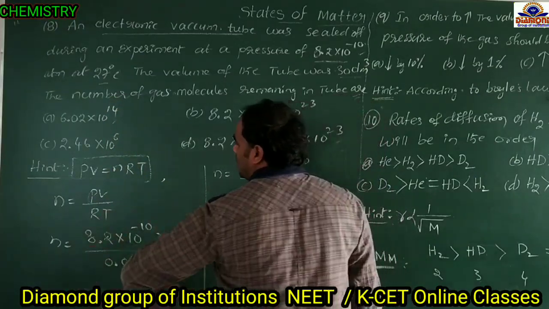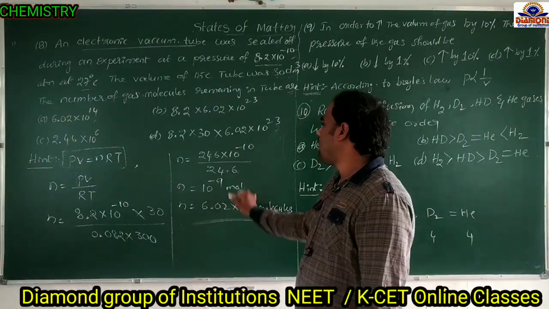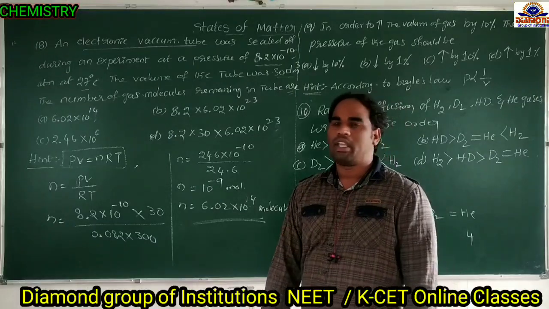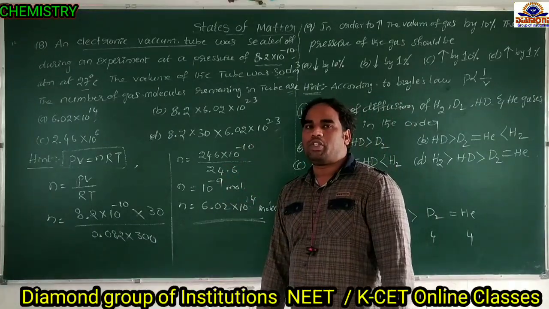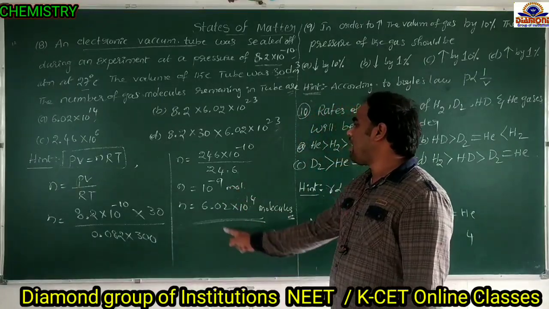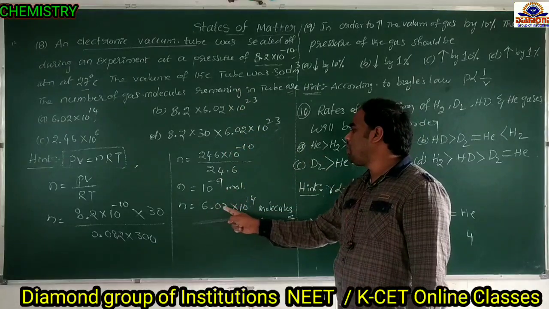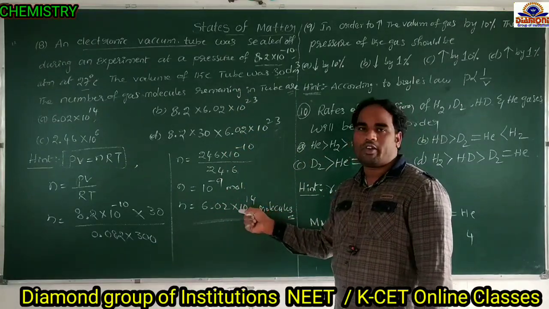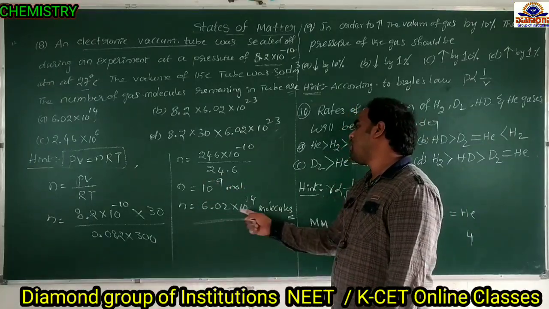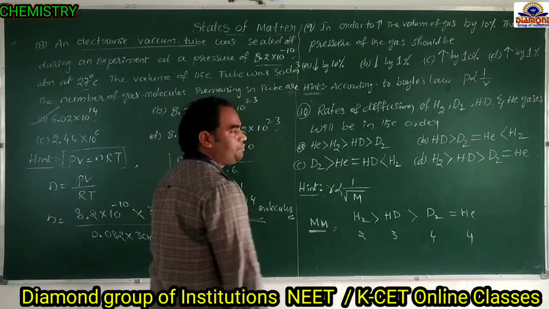Substituting these values in the equation, 0.082 into 300 is 24.6. After simplification it becomes 10 to the power of minus 9 moles. One Avogadro number equals 6.02 into 10 to the power of 23, so for 10 to the power of minus 9 moles, 6.02 into 10 to the power of 14 molecules are remaining in that tube. Therefore option A is the answer.